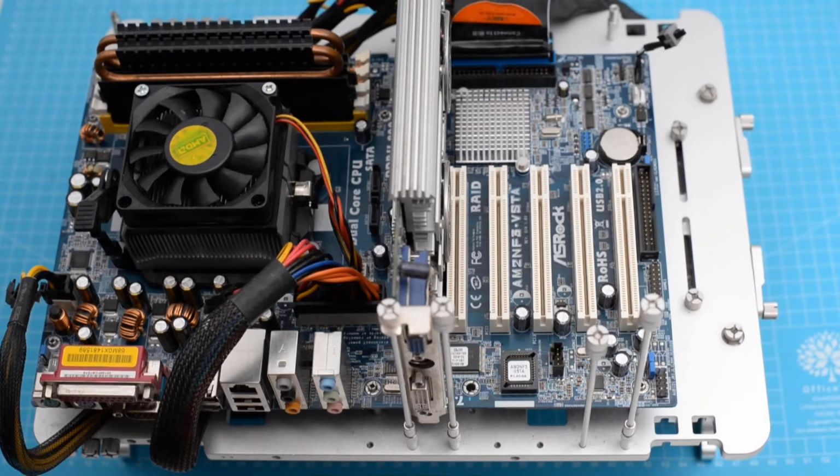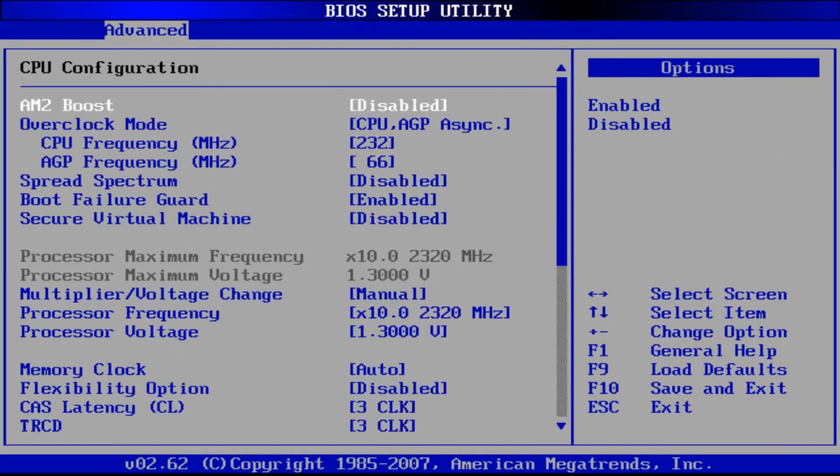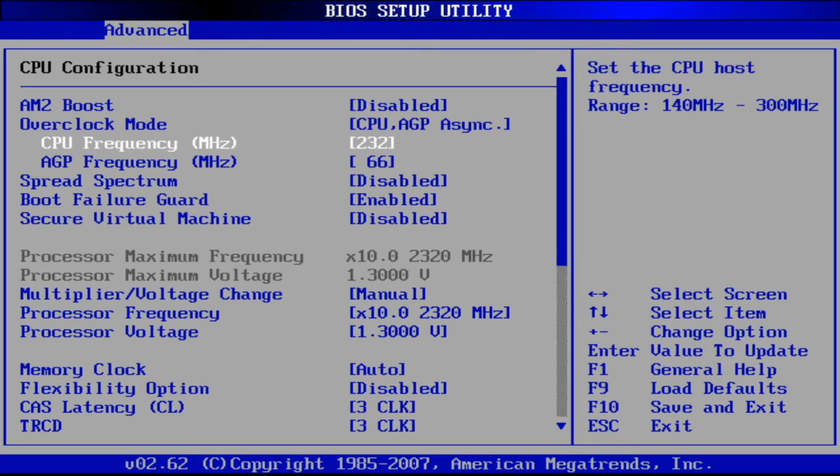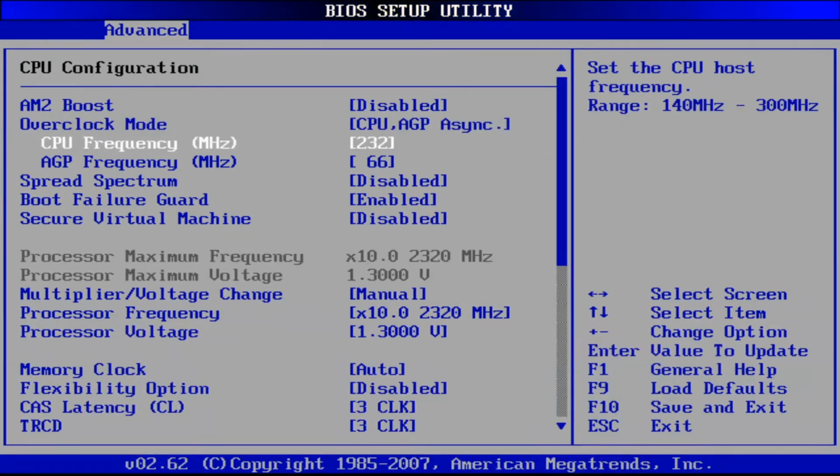Today we are going to overclock the AM2 Athlon64 3200 Plus, and we are going to look at the charts to see how it compares to the other CPUs we had in this series. We will start by going to the BIOS. In the Advanced tab, we are going to select the CPU AGP asynchronous for the overclock mode, and push the CPU frequency as much as we can.